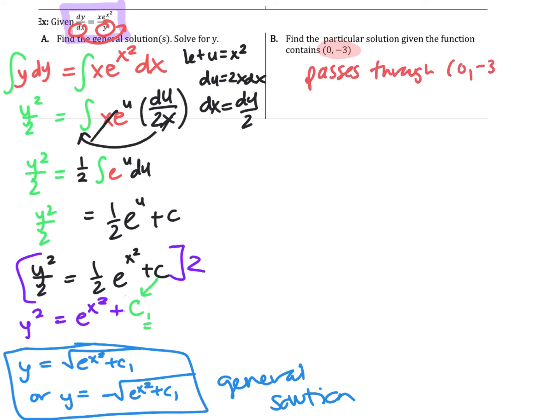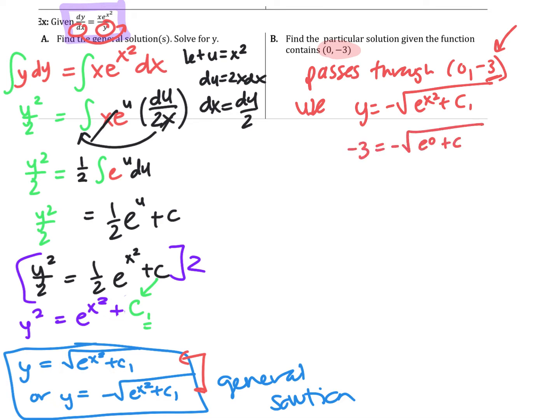Sorry, 0, negative 3. Now, looking at these two different equations, only one of them will give you an output that's negative. If you notice the y up here, this y is negative. So I need to use y equals negative square root of e to the x squared plus c1. Otherwise, it would not be possible for y to be equal to negative 3 like it says in this point. So I'm going to plug in negative 3 for y and 0 for x.